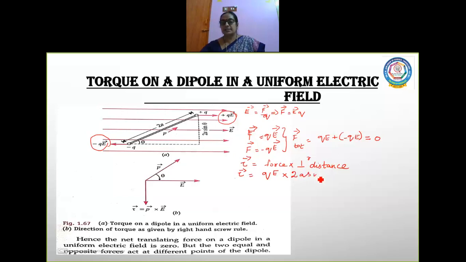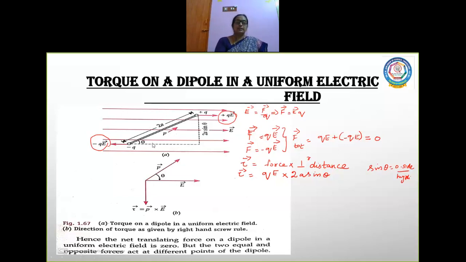Now this perpendicular distance is taken as 2a sine theta. Now as I told you, the dipole is making an angle theta with the electric field. So take sine theta value, children. So sine theta will be opposite side by hypotenuse, right? So now this will be the opposite side, right?